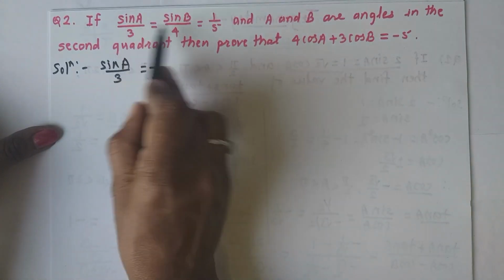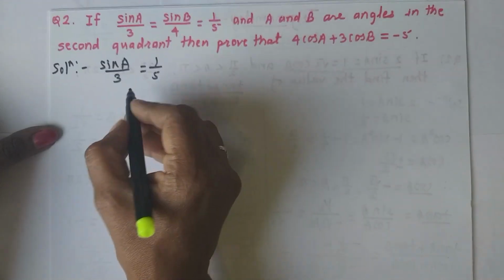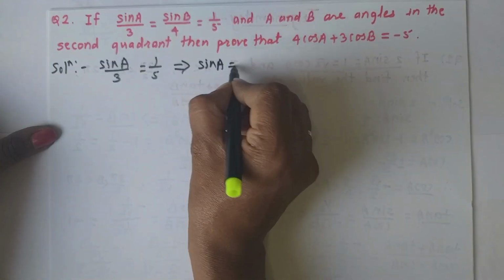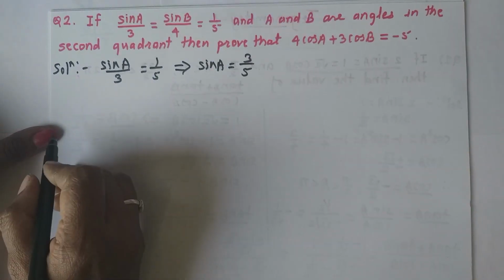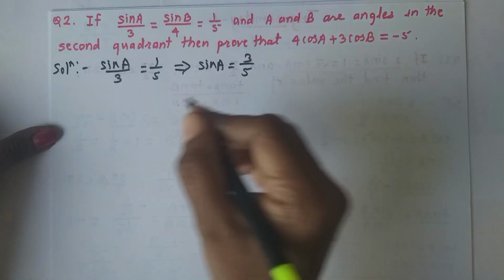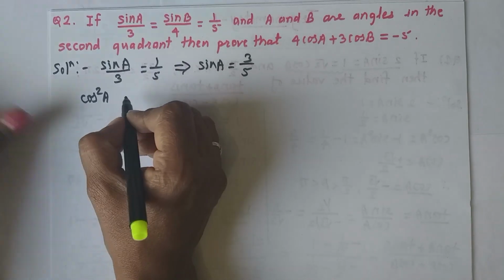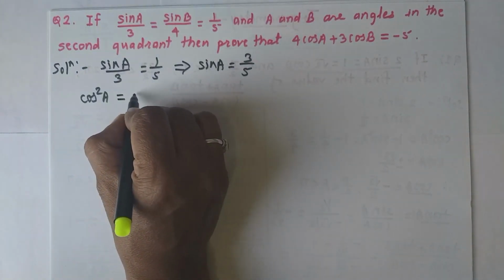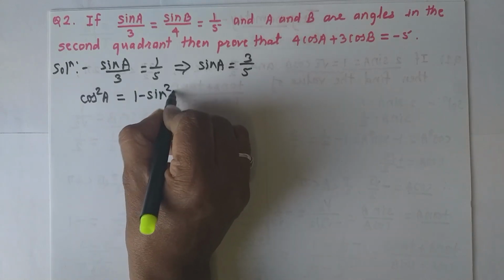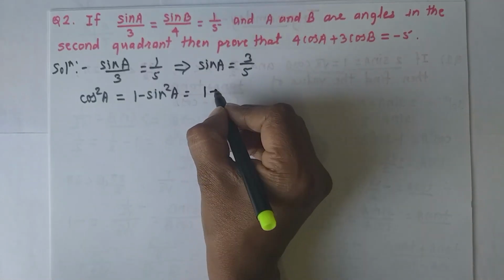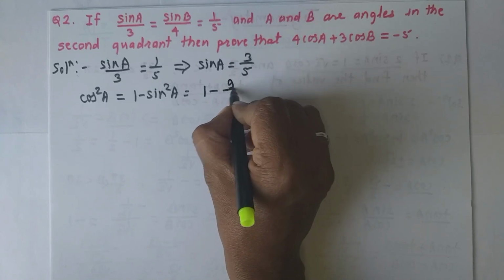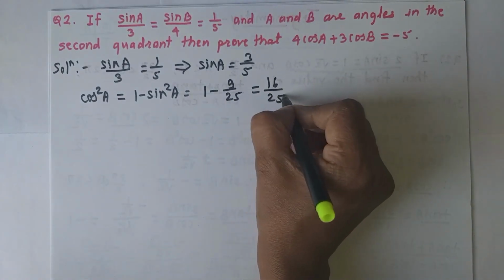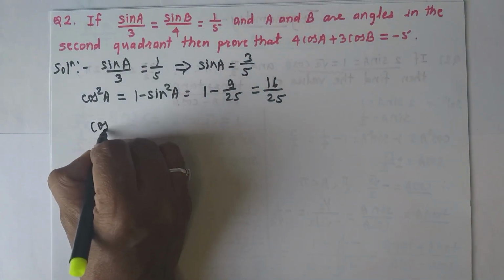We are taking this equation equal to 1 upon 5. And from this we will get the value of sin A as 3 by 5. Now here we need cos A. Therefore, using your first identity sin square theta plus cos square theta is equal to 1, we will get cos square A is equal to 1 minus sin square A. Now take the square of sin, that will be 9 divided by 25. After simplification, this will be 16 divided by 25. Then take the square root.